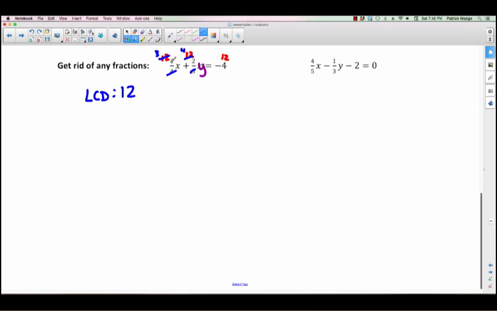3 times 1 is 3, and we still have the x. 4 times 2 is 8, and we still have the y. And then 12 times negative 4 is negative 48. And we're good. Okay, last one.